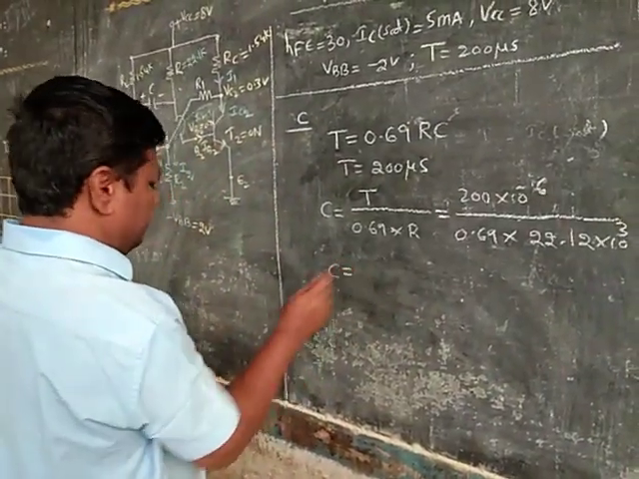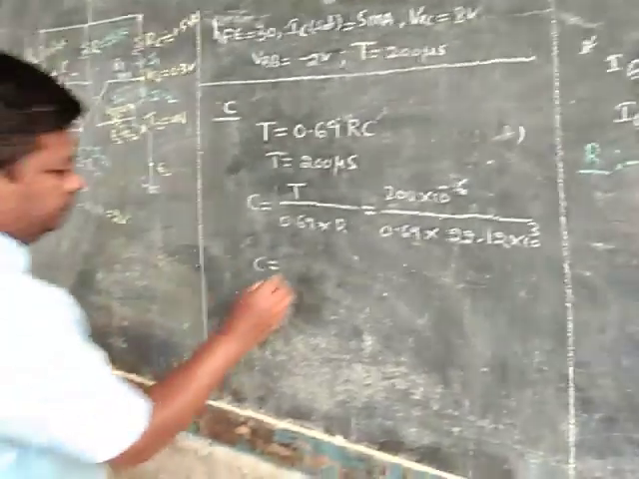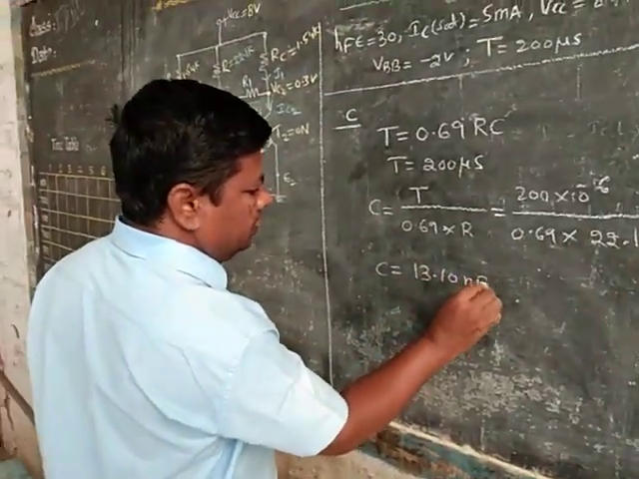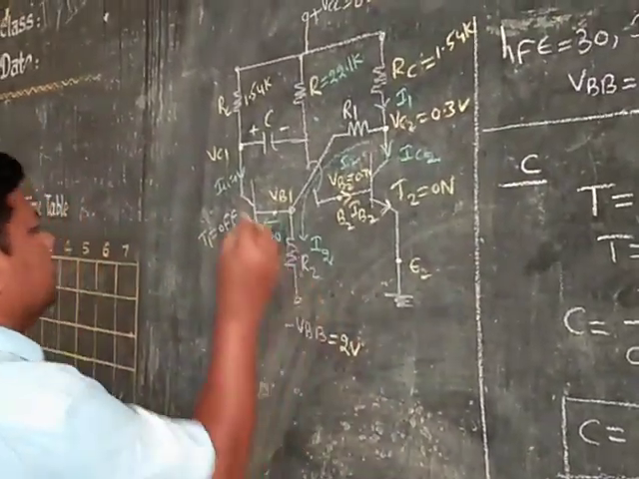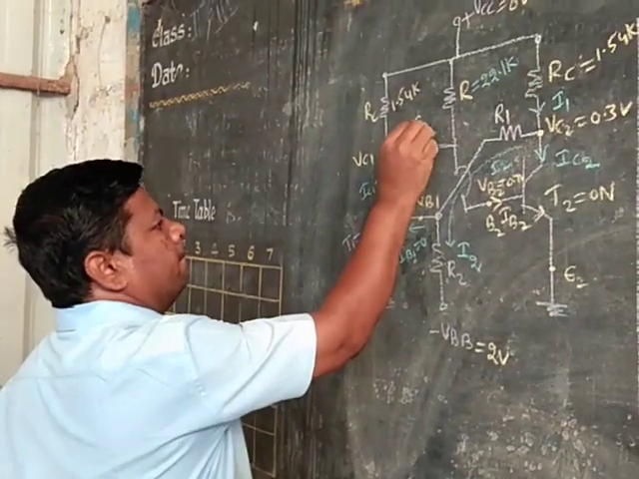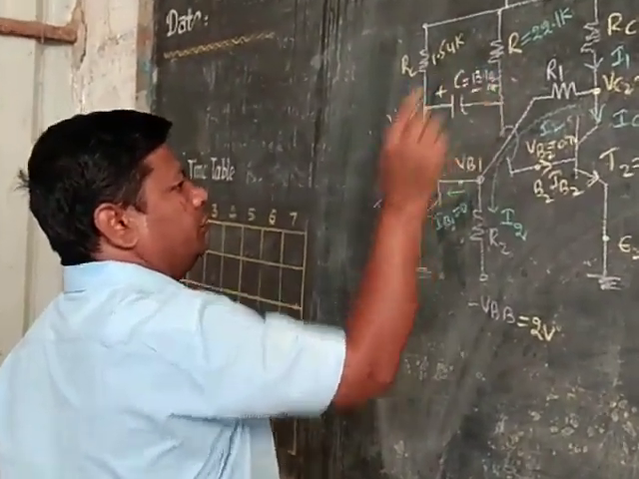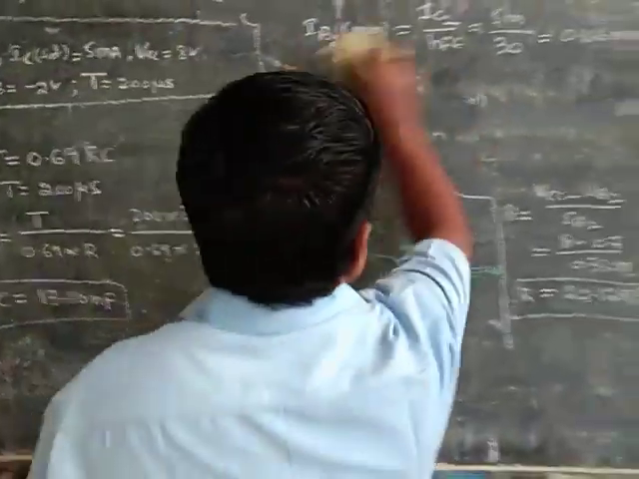Then the C value is equal to 13.10 nanofarad, and C is equal to 13.10 nanofarad.